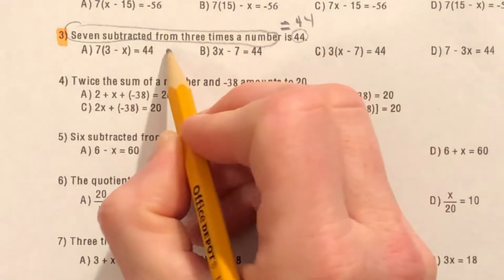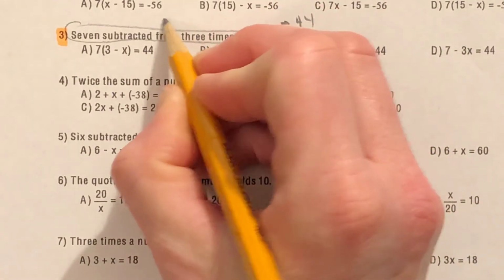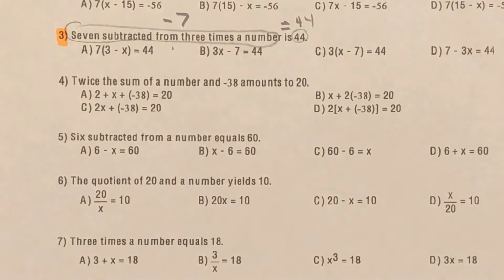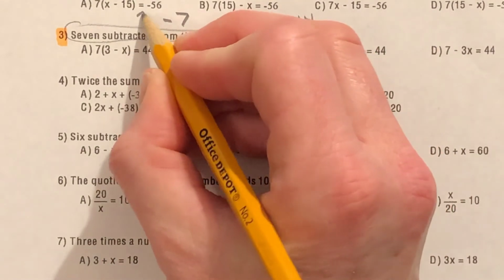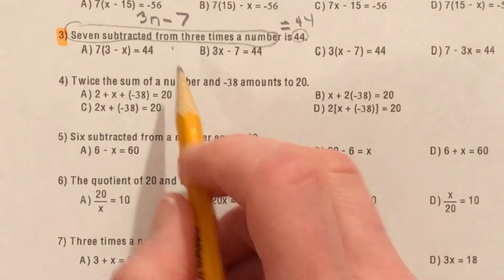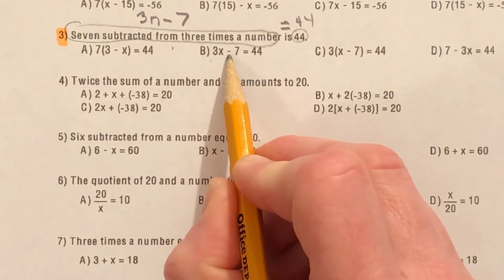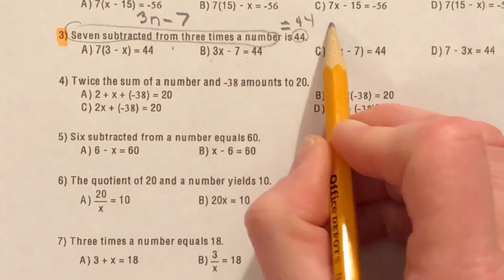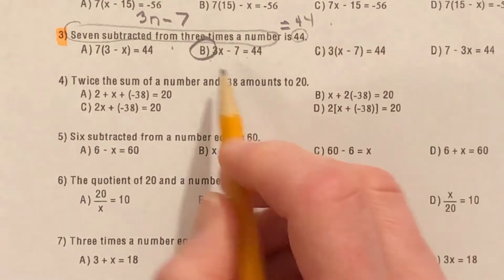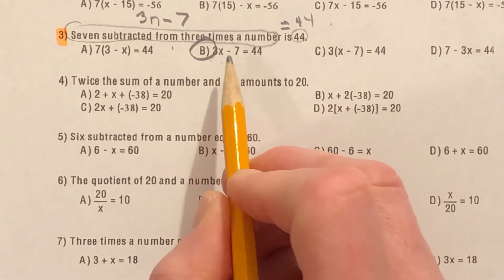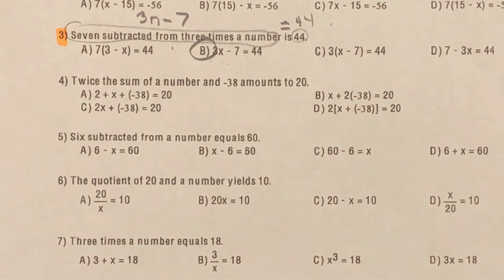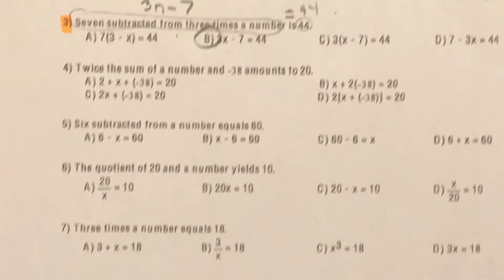All this is on this side. 7 subtracted from. I'm taking 7 from something else. 3 times the number. 3 times the number, subtract 7 equals, yep, it is B. They used X. I prefer N, personally.